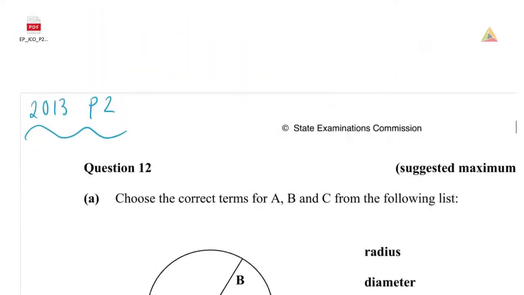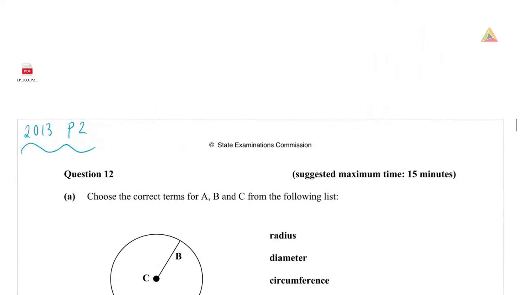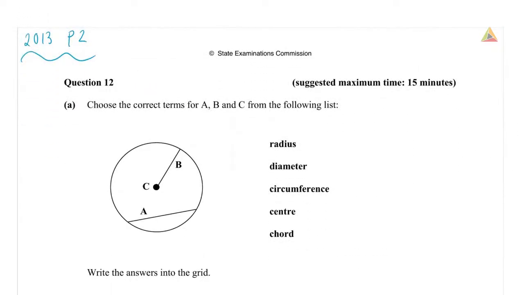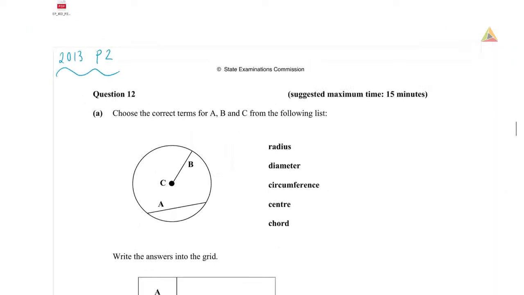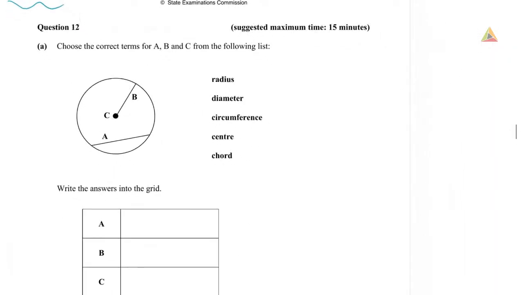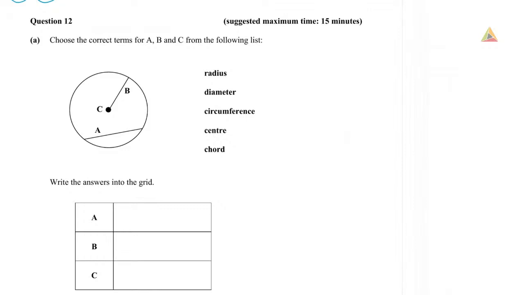So the next one I have here is 2013, paper 2, question 12. For this question, it's asking us to write the answers onto the grid. So choose the correct terms for A, B, and C from the following list. The first word we have there is a radius. Second word is diameter. Third word is circumference. Fourth word is center. And the last word is a chord.